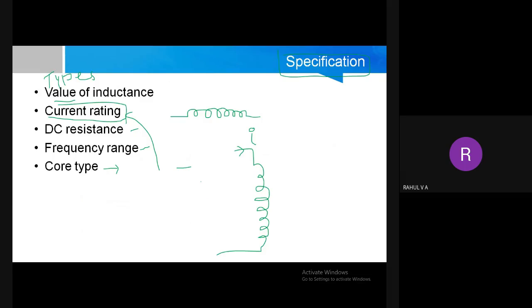So I said the specification of an inductor is given by the type of inductance, value of inductance, current rating, the DC resistance of the coil, and frequency range, at what frequency it can operate. Because it actually depends on AC resistance. So what is the maximum frequency of AC signal that we can apply to this inductor? That is also an important point. And then the next one is core type, which core we are using in this inductor.